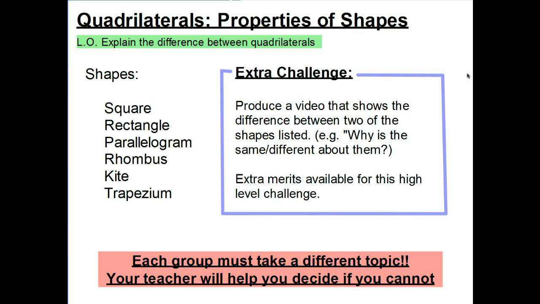Try to make sure that you're using keywords such as length, angles, and parallel. Any other words that you can put in will make it sound that much more professional.